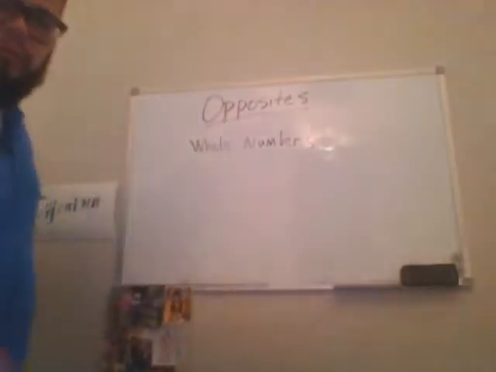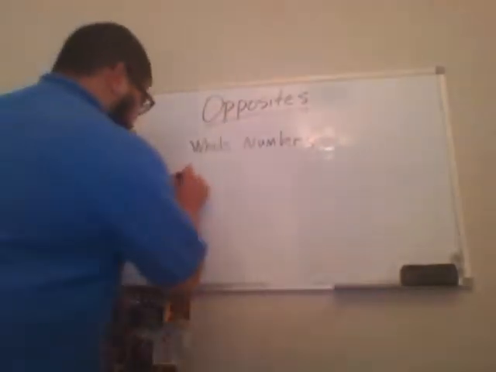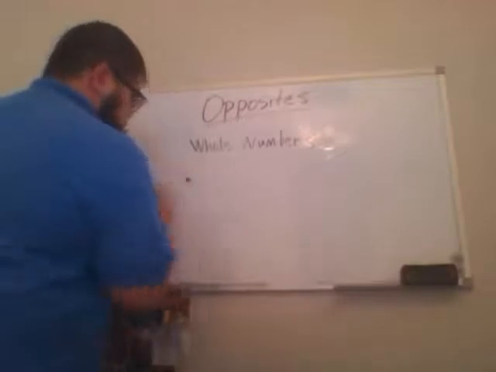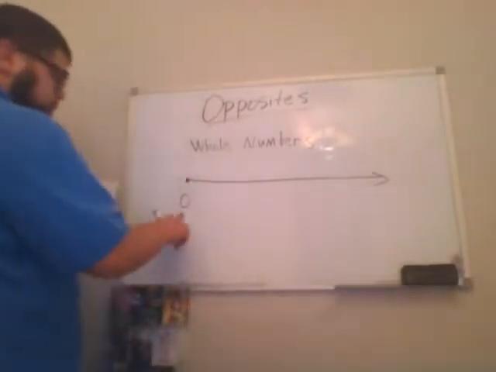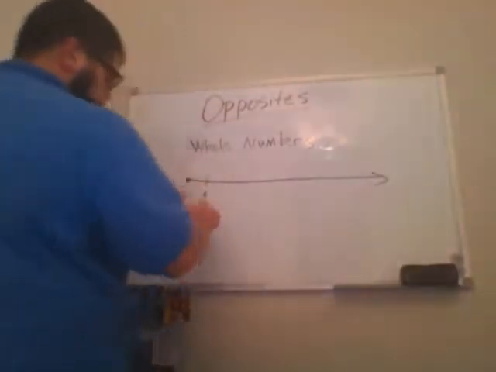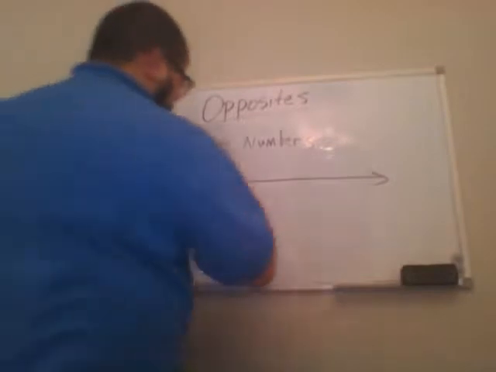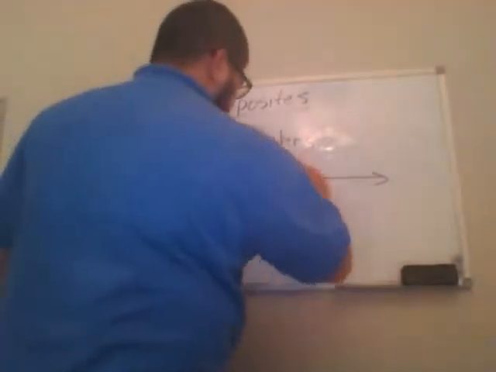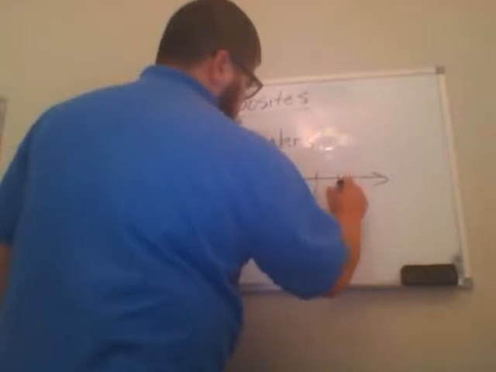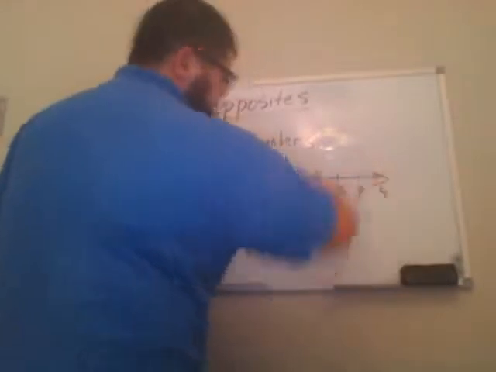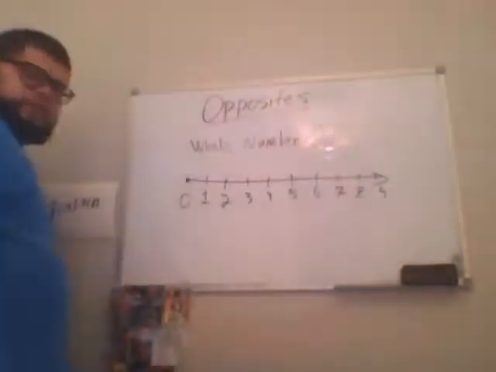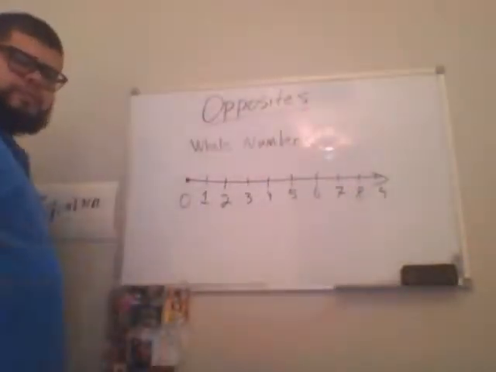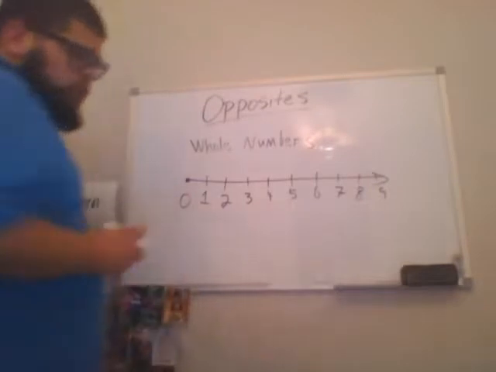Now the whole numbers, we said, start with 0. So here's our beginning point, and again, it continues on forever. Just like before, but this time we start with 0 and then 1, which is where the natural numbers start. 1, 2, 3, 4, 5, 6, 7, 8, 9, 10, 11, 12, 13, 14, 15, 16, 17, all the way to infinity. Those are the whole numbers.